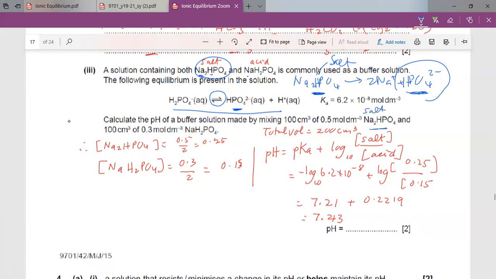And this is your acid, disodium hydrogen phosphate. Okay, calculate the pH of the buffer solution from 100 cm cubed. This is very important now because the volume changes. You are diluting the whole thing, you know. So remember the concentration must be halved.